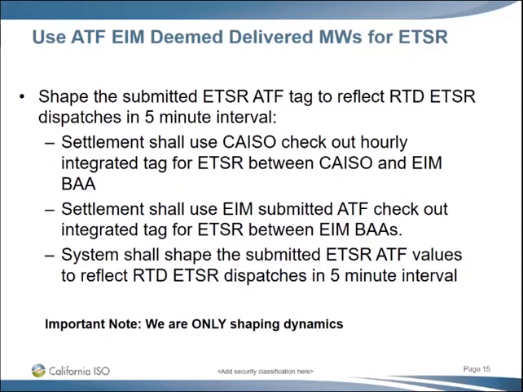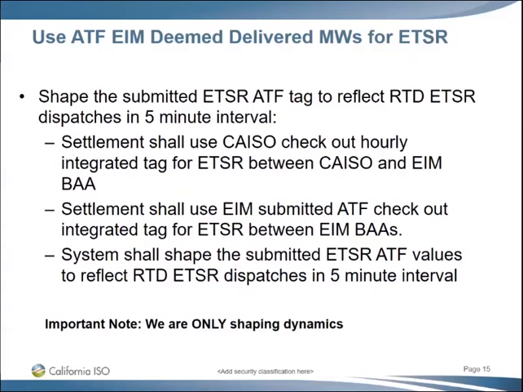If you are not shaping them today, we are going to provide you with guidance on how to shape them, by how we are shaping our hourly checkout values. So what the real change is that the ISO is going to be checking out the ETSRs between the EIM and the ISO. Those checkout values are going to come from our ITS system and come to settlement as an hourly integrated value. We are going to take that hourly integrated value and use your RTD schedule to shape it.